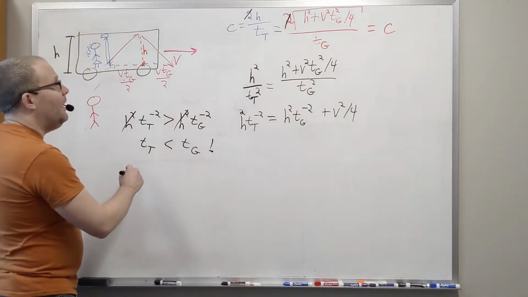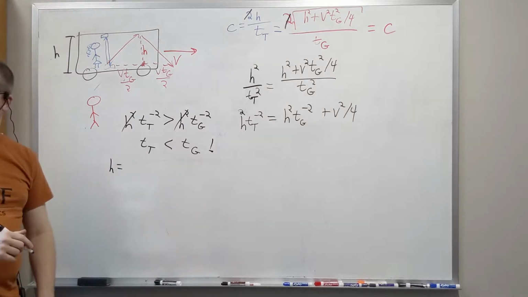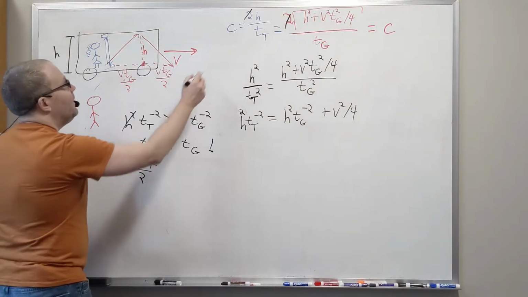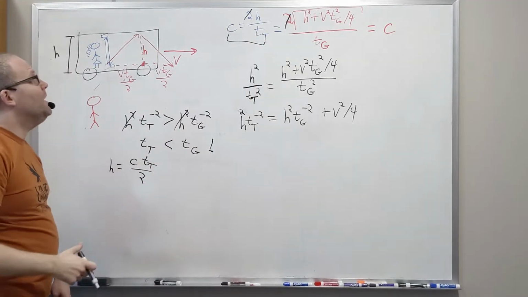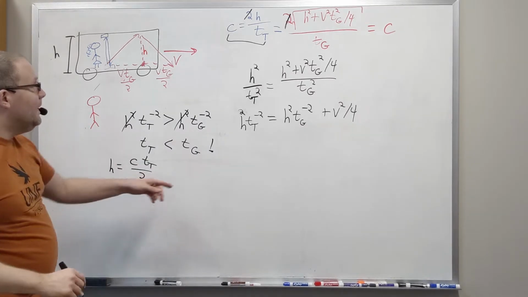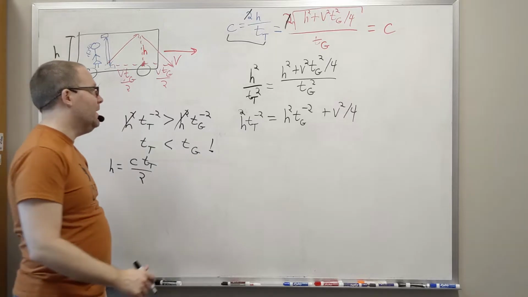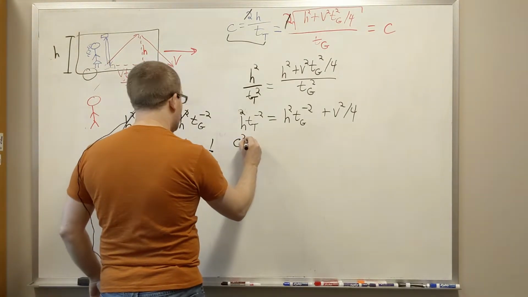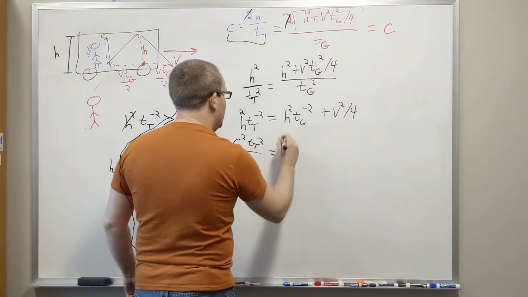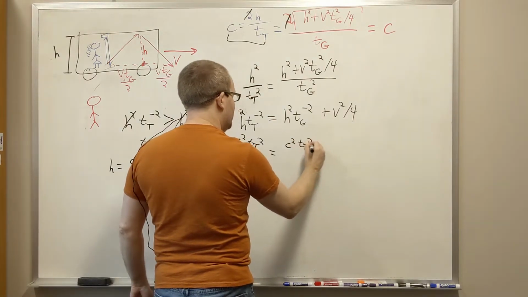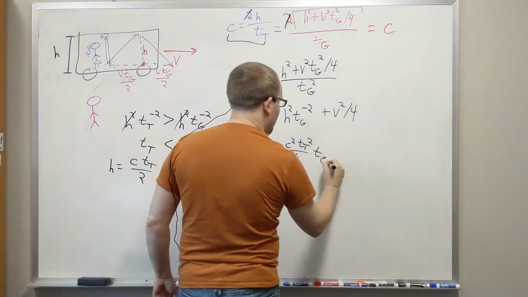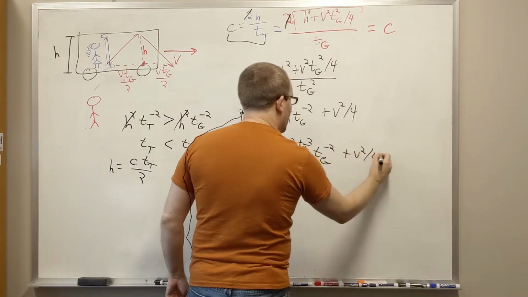I'm going to bring in an extra little feature here. I'm going to bring in that h is equal to c times the time on the train over 2. That's just taking this equation here and rearranging it for h, where I'll divide by 2 and multiply by time on the train. That's going to be useful because now I won't have h anywhere in here. So I'll have a c squared time on the train squared over 4, because everybody's getting squared in the h, going to equal a c squared time on the train squared over 4. Time on the train to the minus 2, forgot to copy that. Time on the ground to the minus 2, plus v squared over 4.